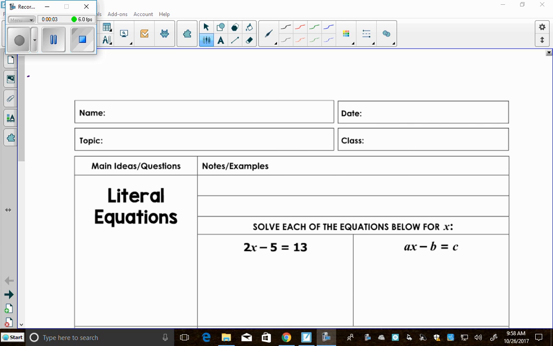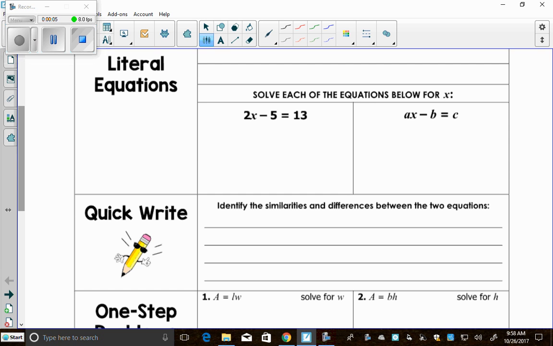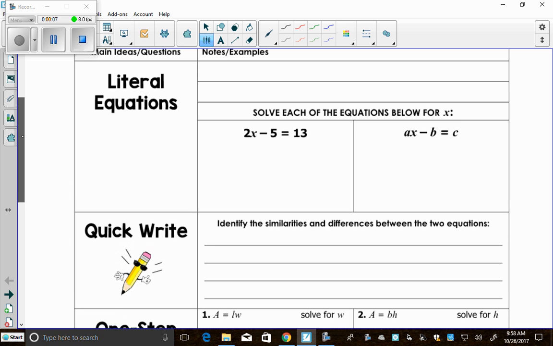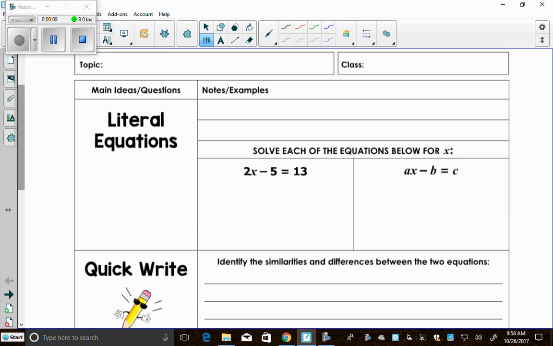This topic is solving literal equations. Now what that means is that your equations have multiple variables. You're used to isolating variables.